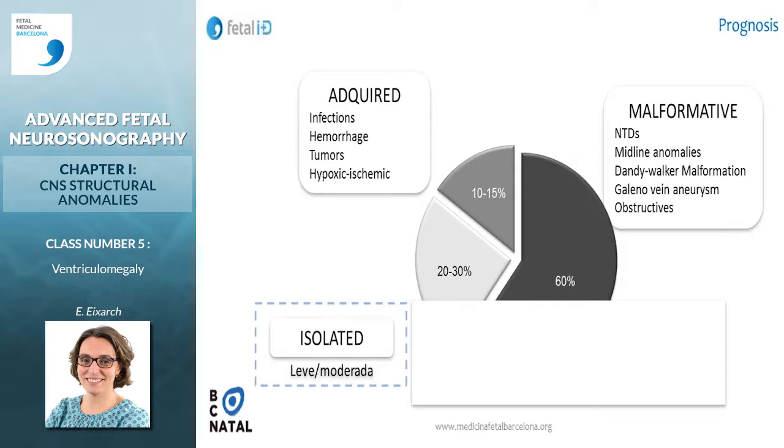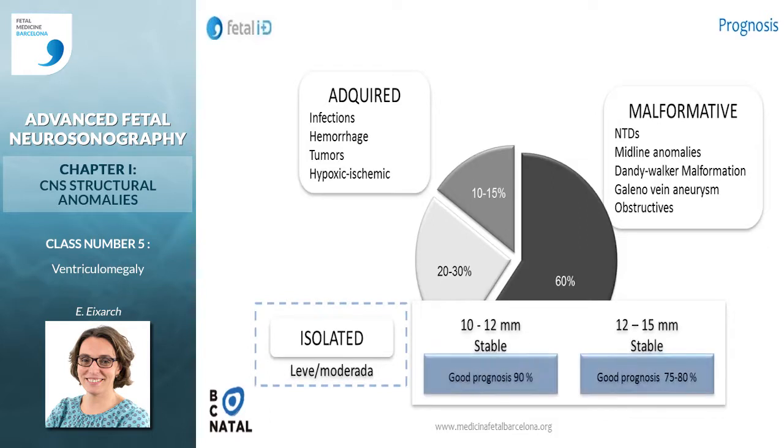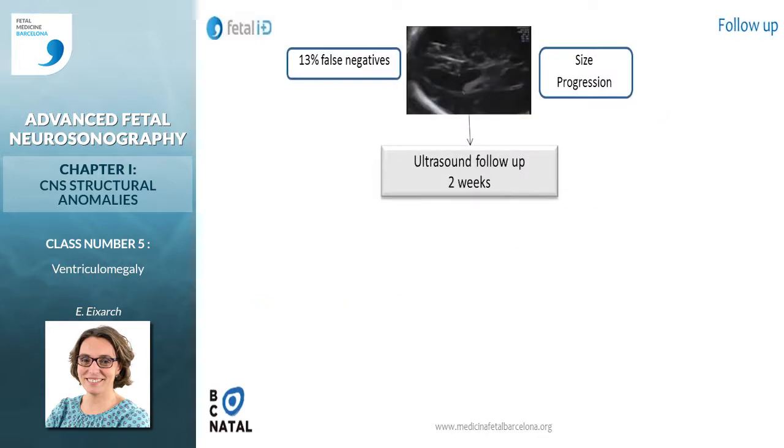So, in the cases of mild ventriculomegaly, and especially those that are stable, the prognosis will be favorable in 90% of cases. And in those with moderate ventriculomegaly, the prognosis will be favorable in 75 to 80% of cases. This is the information that has to be transmitted to the parents. And what will the follow-up be?